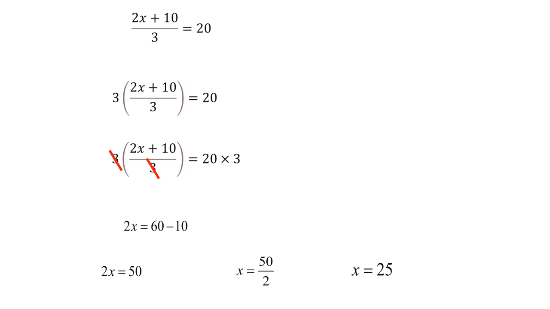And if we'd like to check, we can take this 25 and plug it back into the equation, and we'd see that 2 times 25 is 50, plus 10 is 60. 60 divided by 3 is indeed 20. So that's just a way of checking to make sure we have the right answer.